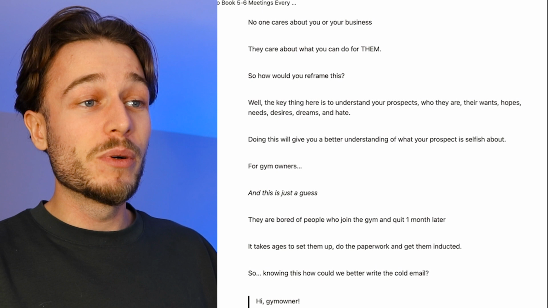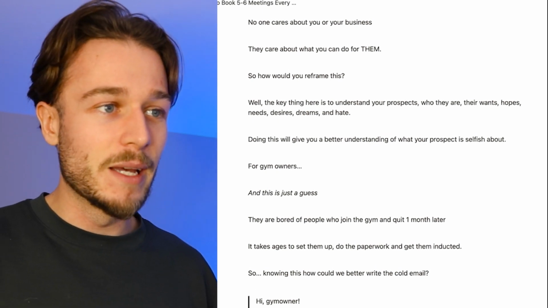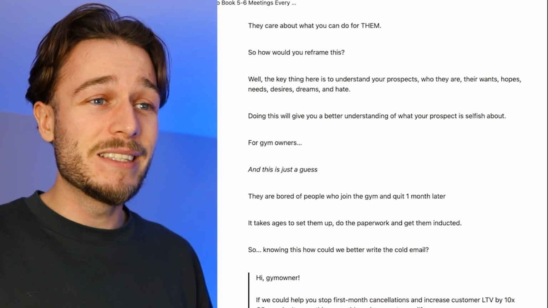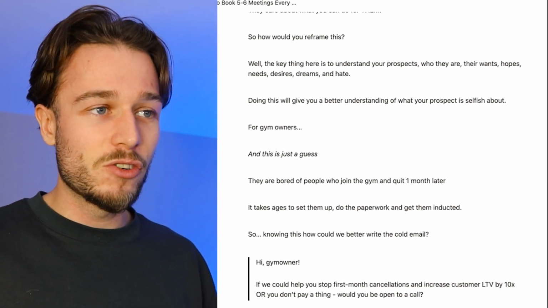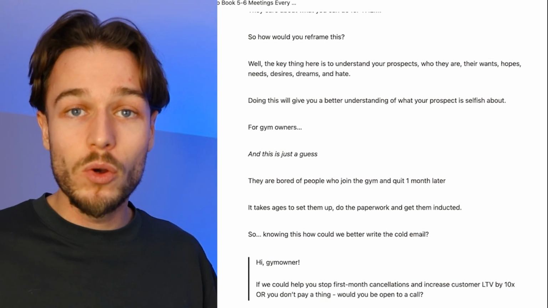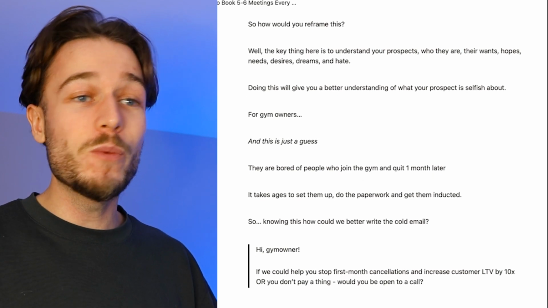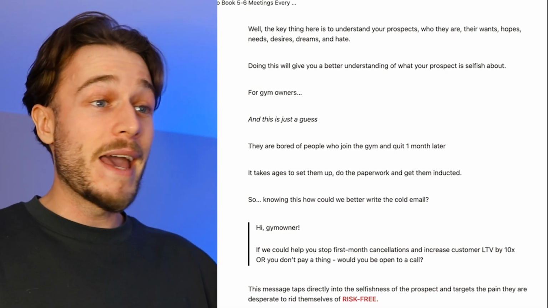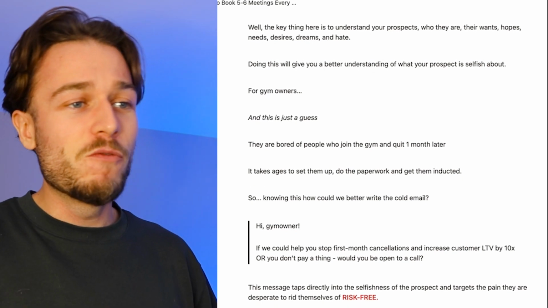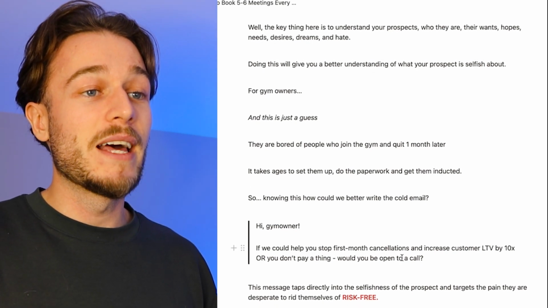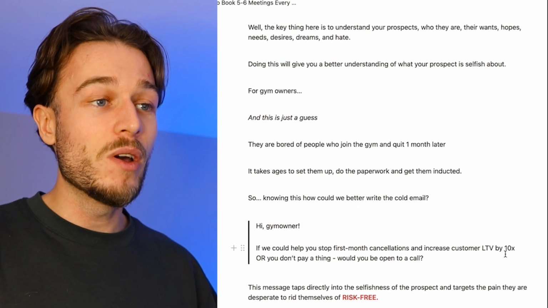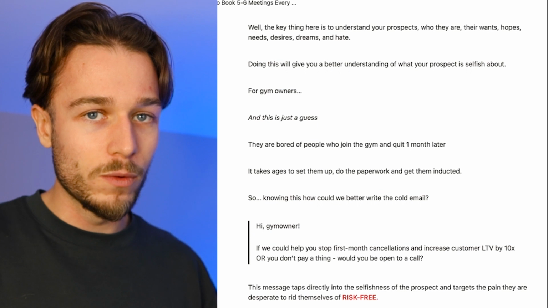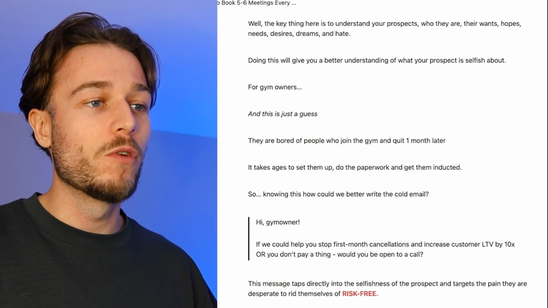They're probably bored of people who join the gym and quit 1 month later. It takes ages to set them up, do the paperwork, get them inducted into the gym themselves, show them around, etc., etc. It's very time consuming and resource intensive. So knowing this, how could we write the cold email better to solve that pain point? So it could be, hey, gym owner, or whatever the gym owner's name is, if we could help you stop first month cancellations and increase customer lifetime value by 10x, or you don't pay a thing, would you be open to a call? So let's break down why that's a better option for you.